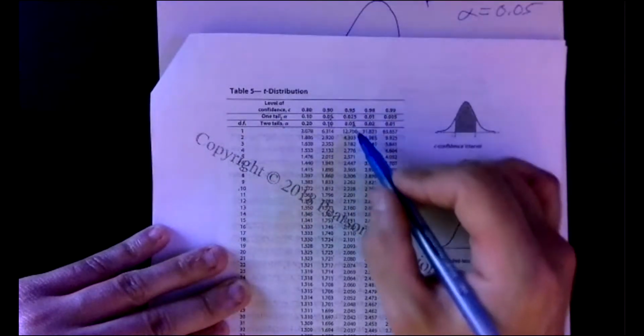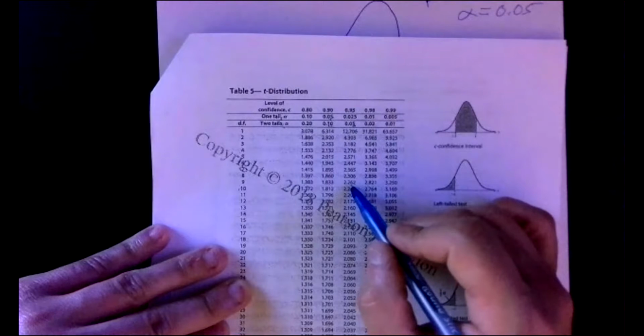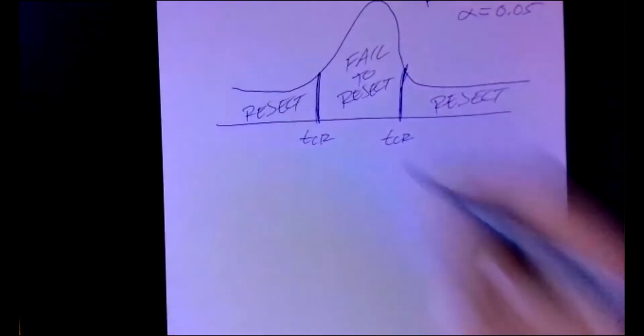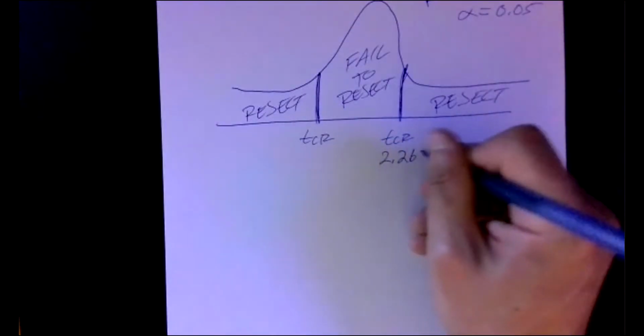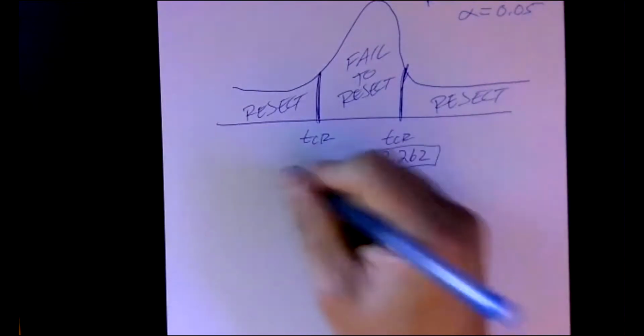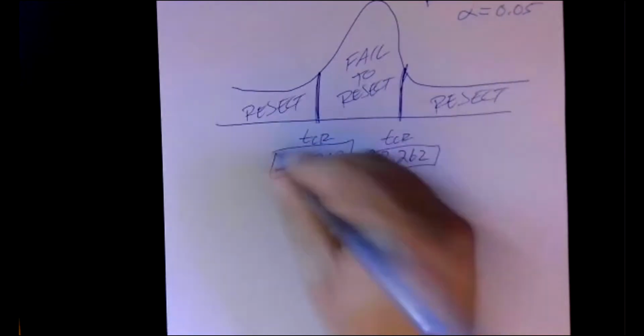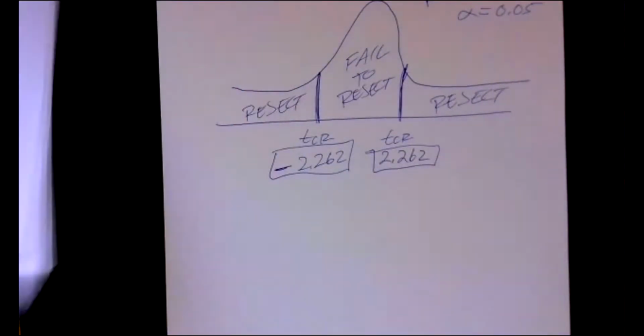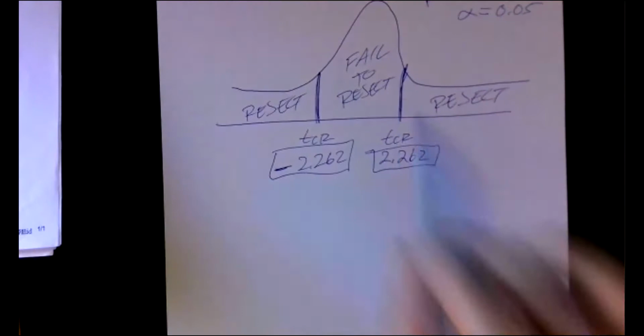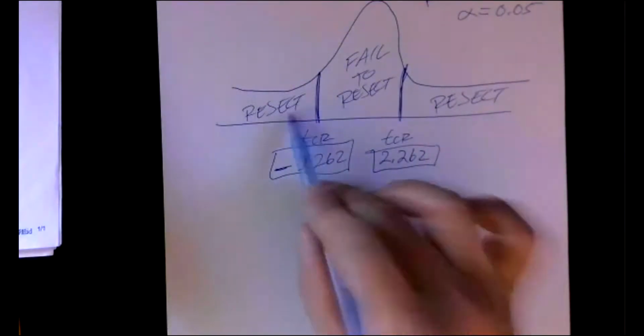Center column, go down to degrees of freedom of 9, 2.262. Positive on the right, negative on the left. So now we know the cutoff for reject or fail to reject.